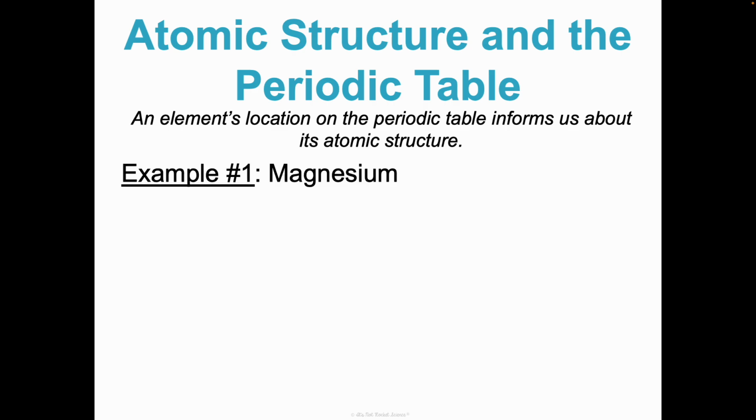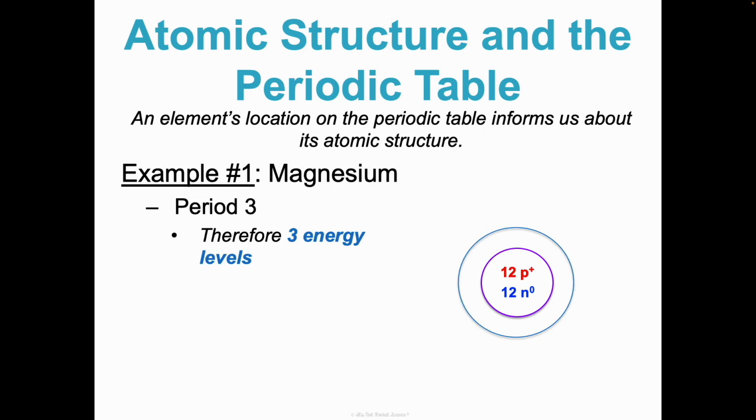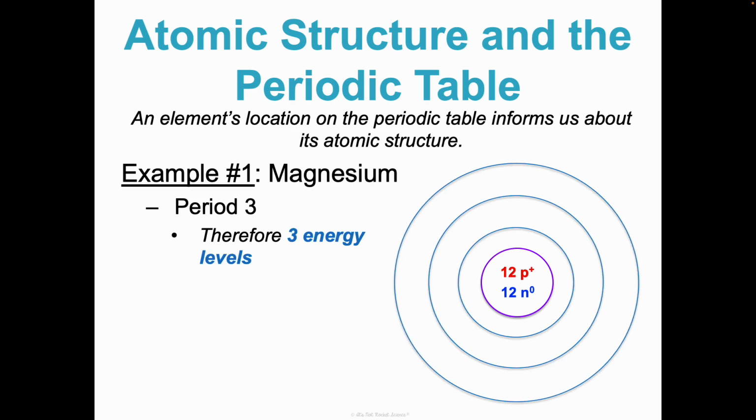So for example, magnesium. What do we know about magnesium by looking at it on the periodic table? Well, we know that its nucleus has 12 protons because it has an atomic number of 12. The average atomic mass is 24, which leads us to believe that the most common isotope of magnesium has a mass number of 24, so 12 neutrons in the nucleus. It's in period 3, which means its electron cloud has 3 energy levels. So that's adding to my understanding of this atom.